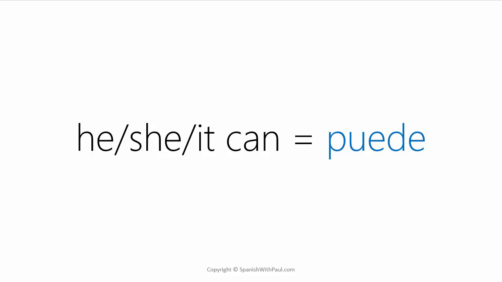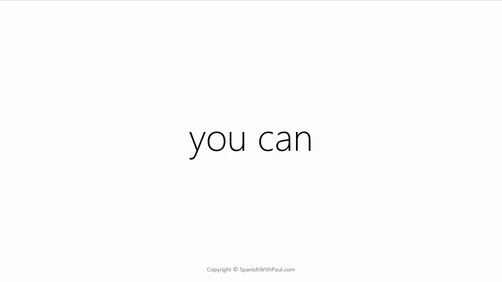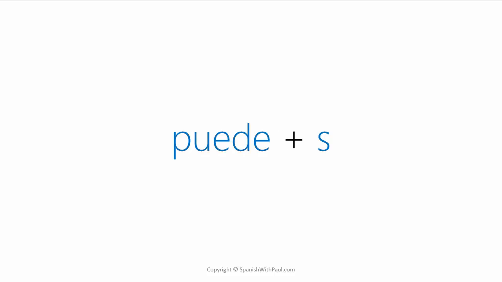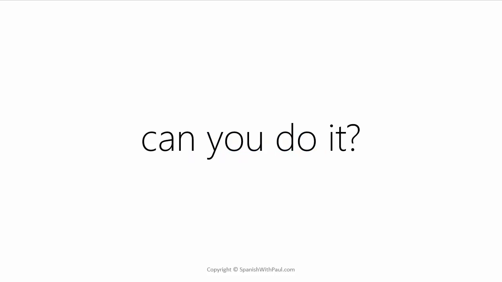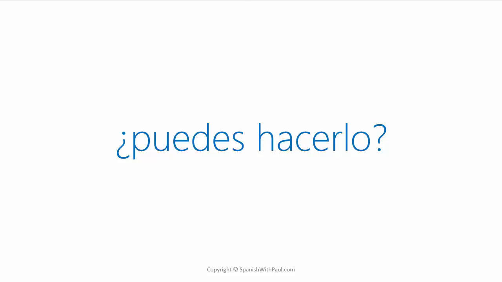Another example would be puede. We've been using that for he can, she can, and it can. But if we want to say you can, again in this friendly way directly to a person, you simply add the S onto the end. So it will become puedes. So again, if I wanted to say directly to someone, can you do it? I would say, puedes hacerlo.